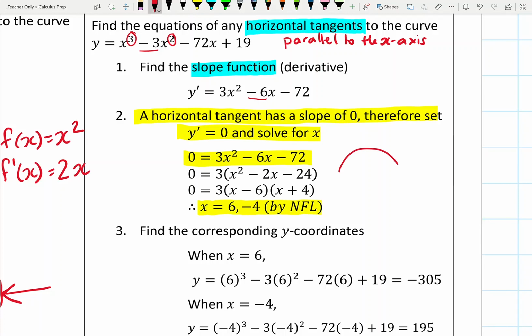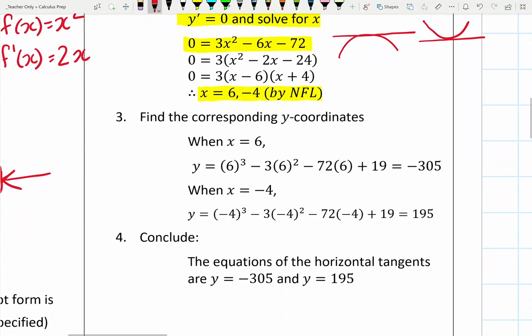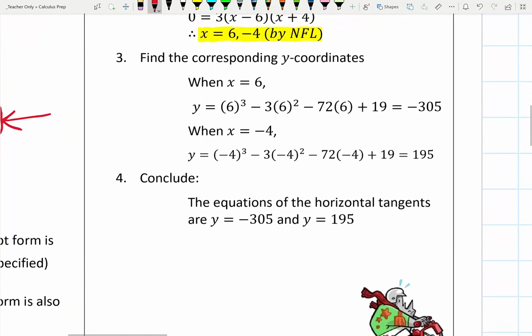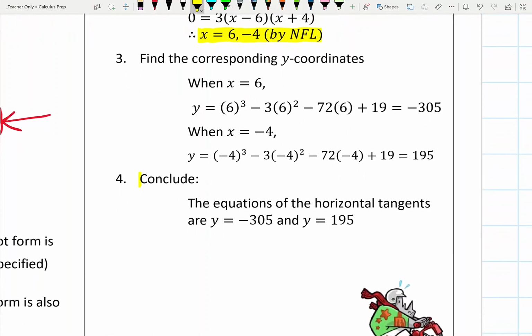So we'll either be looking at something like this or something like this, depending on exactly which way the curve goes. From there we find the corresponding y coordinates. So when x equals 6, y equals negative 305. When x equals negative 4, y equals 105. So from there, it seems like we're taking a shortcut, we're just concluding. So therefore, the equations of the horizontal tangents are y equals negative 305 and y equals 195.